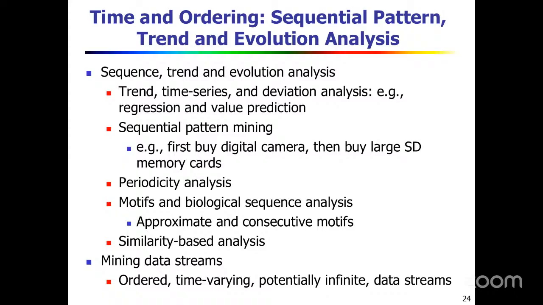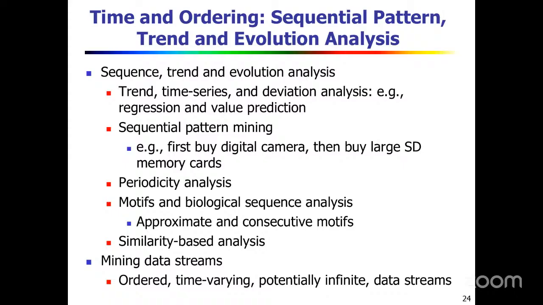Sequential pattern mining. In this sequential pattern mining, first example, first buy a digital camera, then buy the large SD memory card. So what is sequential pattern mining? As the name says, sequential, sequence. Generally we buy products this way. For example, when we buy a digital camera, at the same time we may not buy the memory cards or some other supporting devices. After some time, it may take 15 days or 1 month or 2 months, we buy the memory cards or SD cards also. This is called sequence.